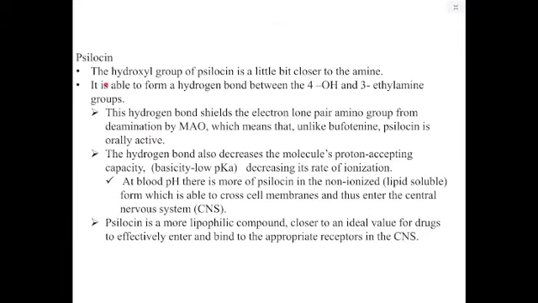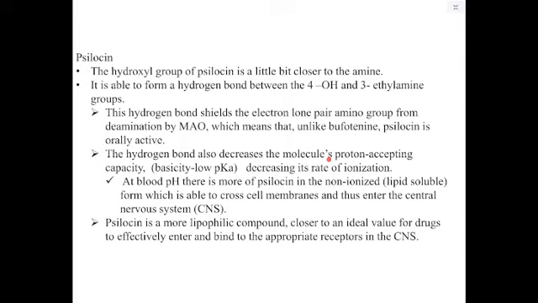So we can note the hydroxyl group of psilocybin is a little bit closer to the amine. It is able to form a hydrogen bond between the 4-hydroxyl group and the 3-ethylamine group. This hydrogen bond shields the electron lone pair of the amino group from deamination by monoamine oxidases, which means that unlike bufotenine, psilocybin is orally active. The hydrogen bond also decreases the molecule's proton accepting capacity, decreasing its rate of ionization. In other words, it decreases the basicity of the amino group.